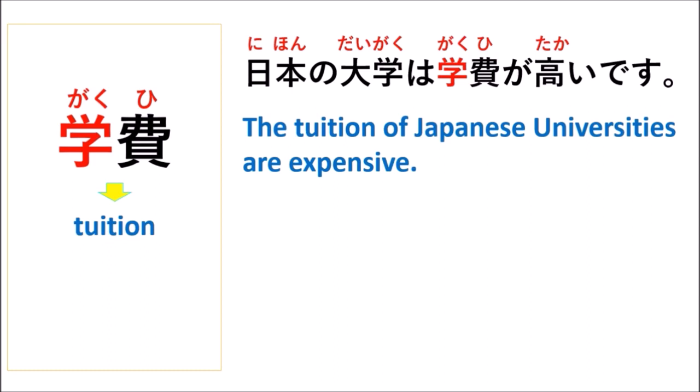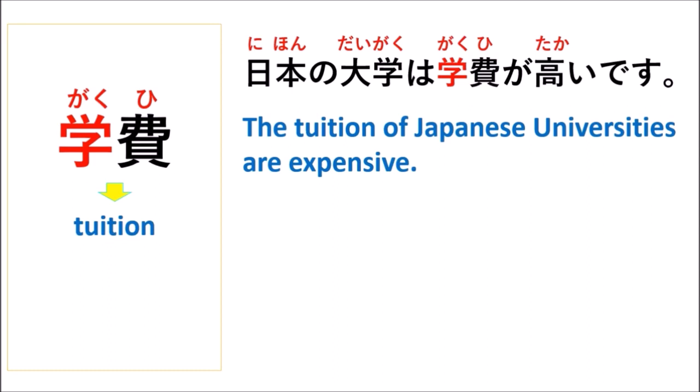If you do something, you have to pay money, right? So when you pay money, this means hi. Or when you want to get something done, you have to pay money for someone to do it for you. In a case like this, you use the kanji hi. So gakuhi means the money or the budget that you will use to study.